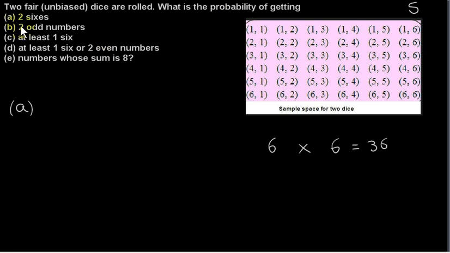What is the probability of getting 2 6s? Well, we go to the sample space and we look for the event that consists of outcomes which have 2 6s in them. And we can see that that event just has one element. It's this element here. So we put 1 over the total number of elements as we've seen before. So the answer is 1/36.